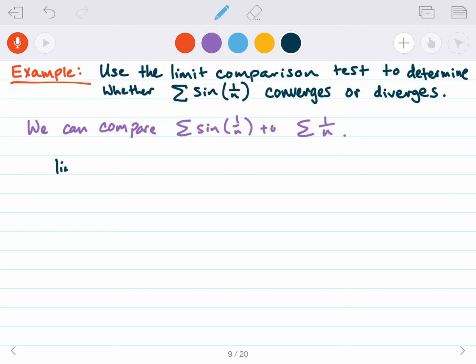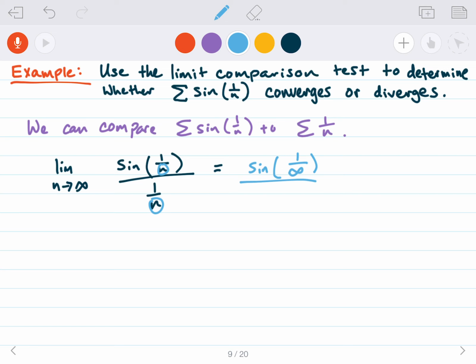So what we're going to do, the limit comparison test says that we're going to take the limit as n goes to infinity of the first sequence formula for the series divided by the other one. Now, at this point, what I notice is that I have indeterminate form, right? So remember from L'Hopital's rule, if I plug in infinity here and infinity here, I get sine of 1 over infinity over 1 over infinity. Now, of course, on top, this thing goes to 0. So we have the sine of 0 is 0. 1 over infinity also goes to 0. And so since this is the case, we can use L'Hopital's rule.